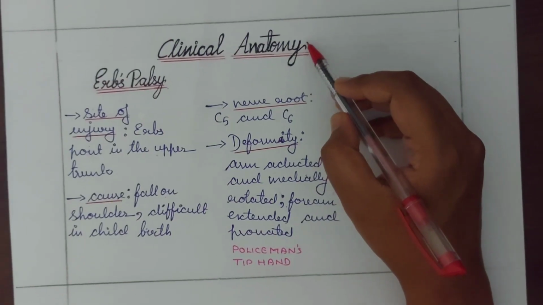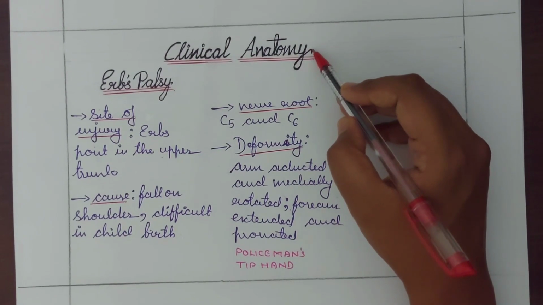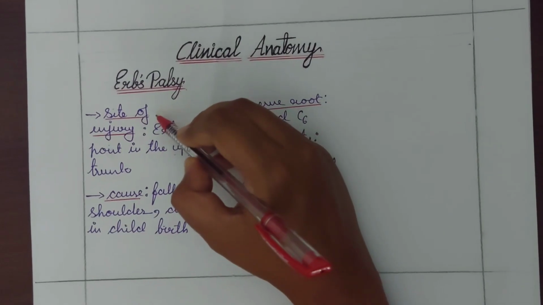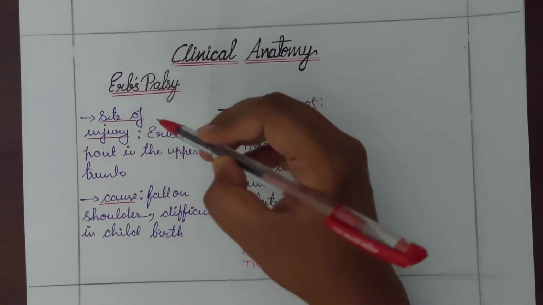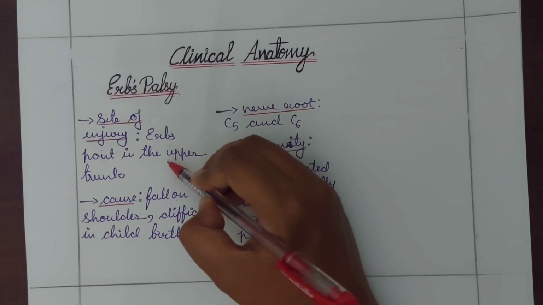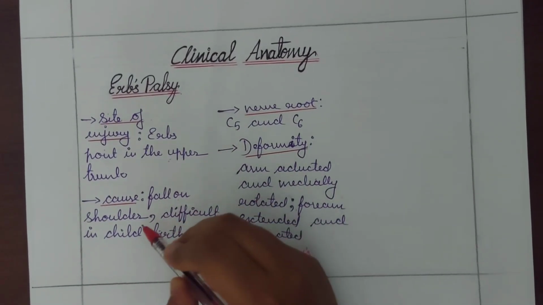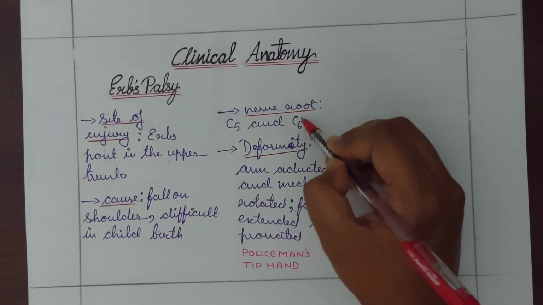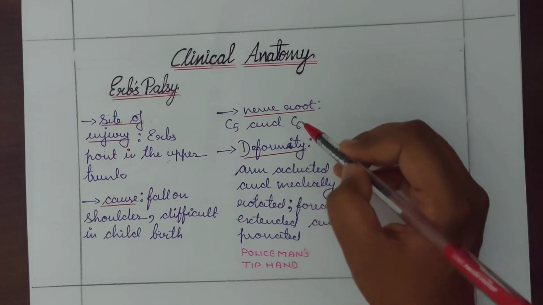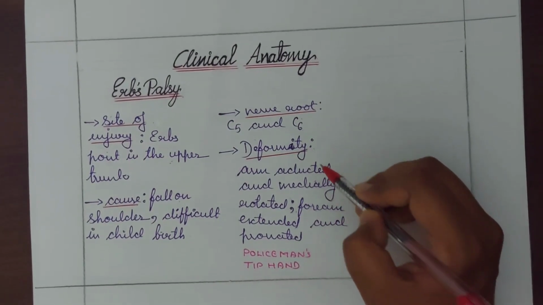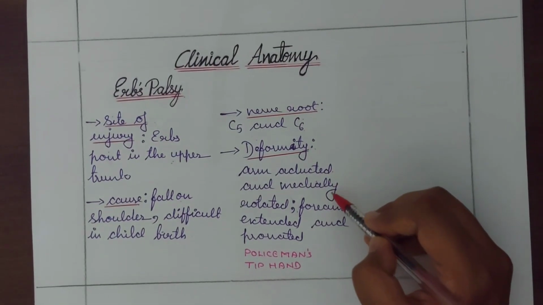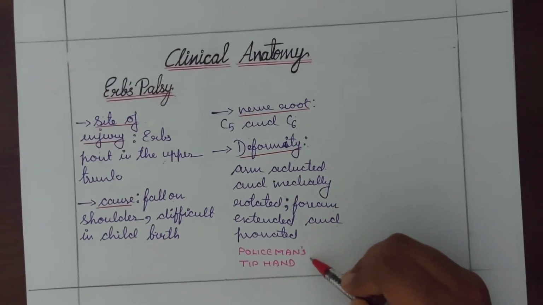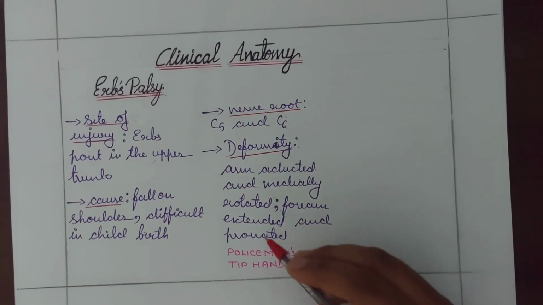We will see the clinical anatomy of brachial plexus. The first one is Erb's palsy. The site of injury of Erb's palsy is the Erb's point in the upper trunk. Cause is fall on shoulder, difficulty in childbirth. Nerves affected are C5 and C6. Deformity of Erb's palsy: arm adducted and medially rotated, forearm extended and pronated. Erb's palsy is also known as policeman tip hand.